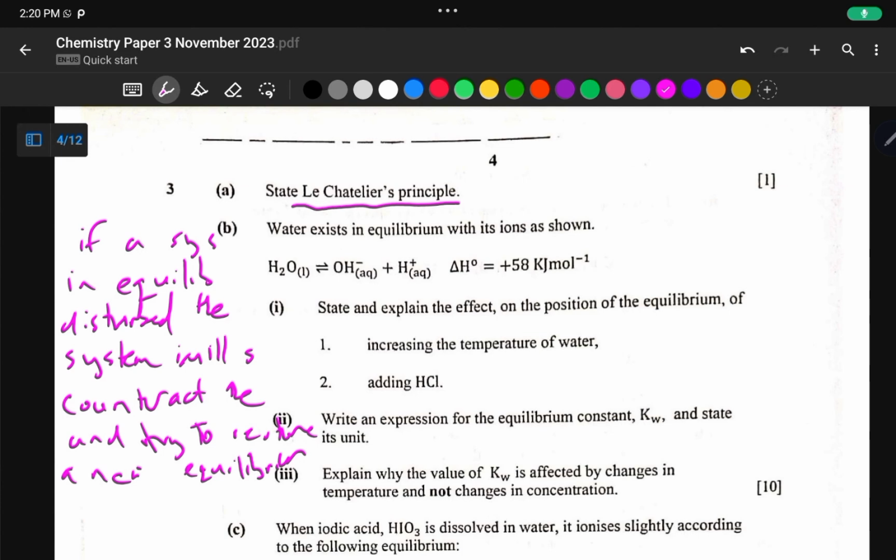Part B says water exists in equilibrium with its ions as shown below. So we've got water, and then the hydroxide ion, and then the proton. This is the ionic product of water, the dissociation equation, right? We are told that the enthalpy change of reaction is plus 58 kilojoules per mole, meaning it is an endothermic reaction. The first part says state and explain the effect on the position of equilibrium of: part 1, increasing temperature, and part 2, adding hydrochloric acid, right?